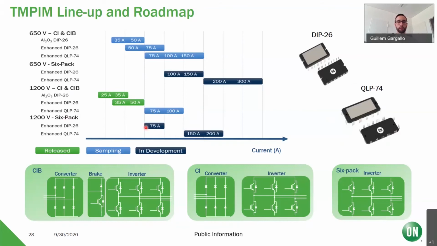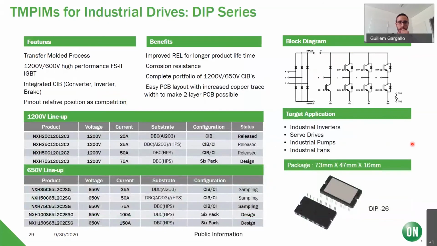Initially, we have 75 amps for the DIP26 and 150 and 200 amps for the QLP74. So then here is also a summary for the DIP26. I've just mentioned the different products in the lineup. So just a quick reminder about the features.